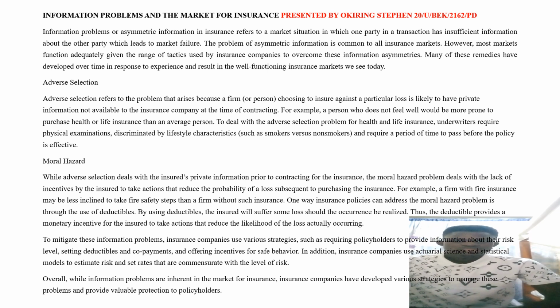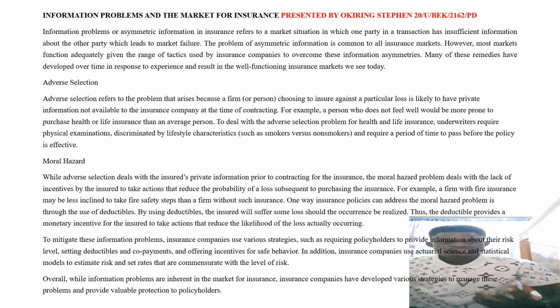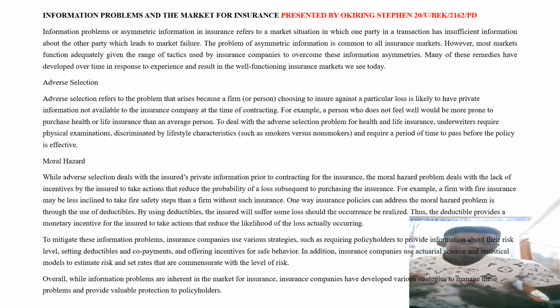Another point, maybe I will talk about it with time, but let me try to mitigate these points. To mitigate this information problem, the insurance company has to come in and set up strategies, such as requiring policyholders to provide information about their risk levels, setting up co-payments, and offering incentives for safe behavior.